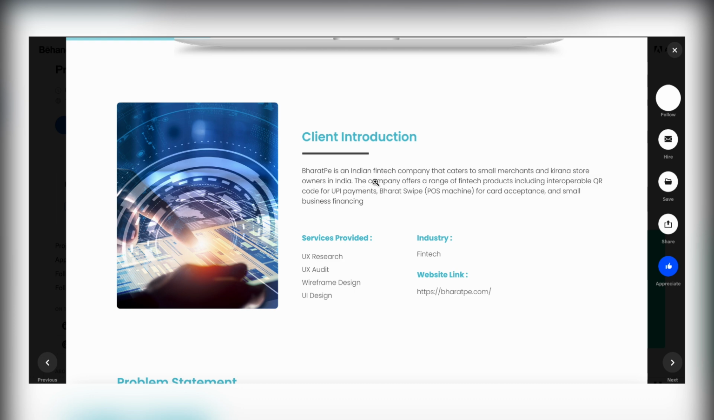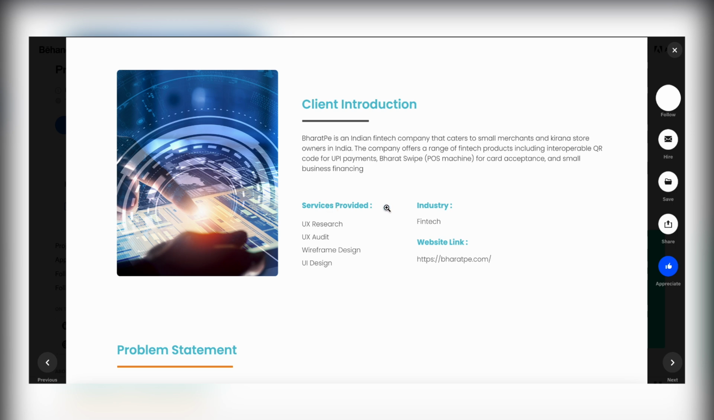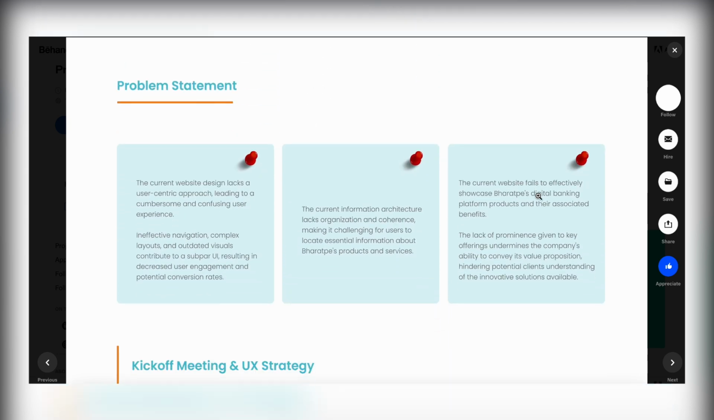So, okay, he's telling me Bharat Pay is a fintech company and he's given the website here. Again, you've already mentioned fintech here, so you don't need to add this additional information. Services provided: UX research, UX audit, wireframe design, UI design. Okay, fine. Now as I scroll, okay, now I can see problem statement.